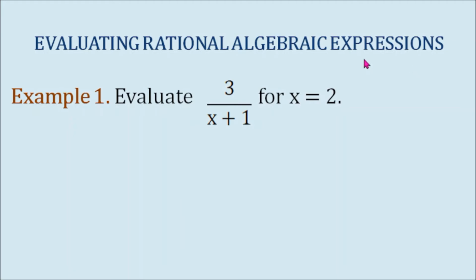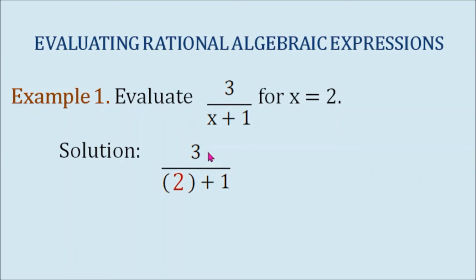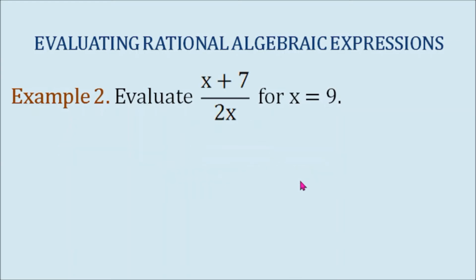For example, evaluate 3 over x plus 1 for x equals 2. So here, we will just substitute x with 2. So we have here the numerator 3 and our denominator 2 plus 1 is also 3. So that's 3 over 3, which is equal to 1.